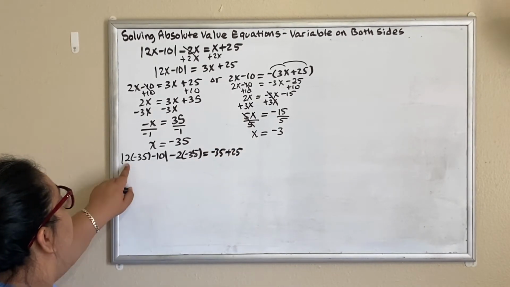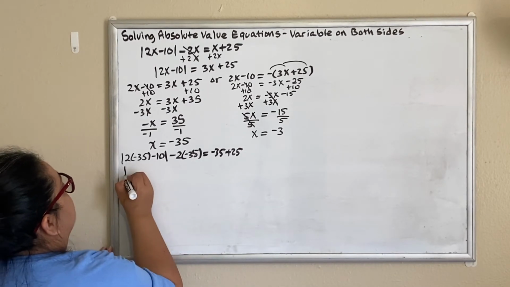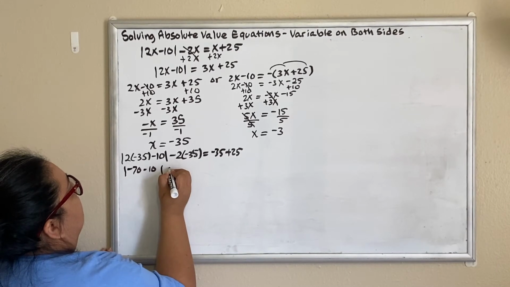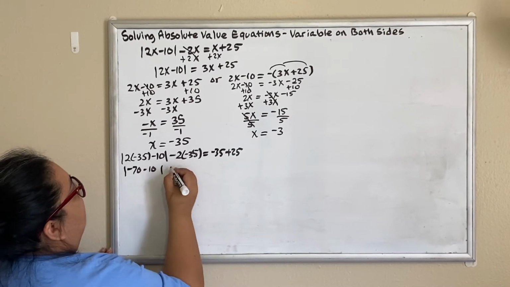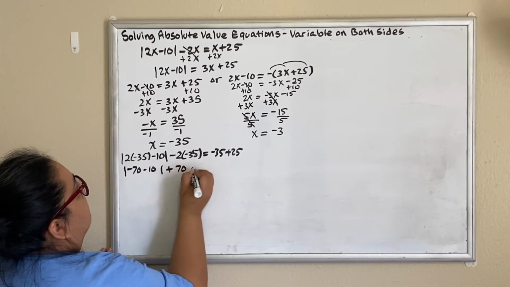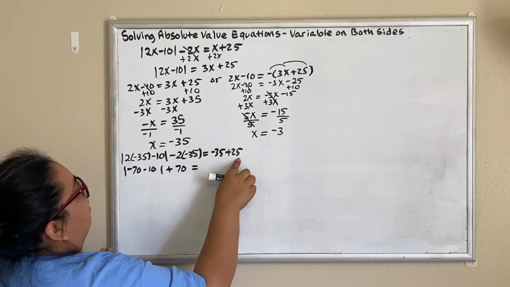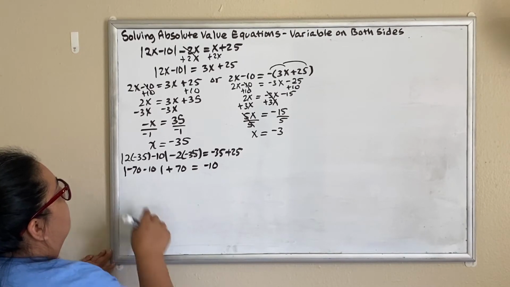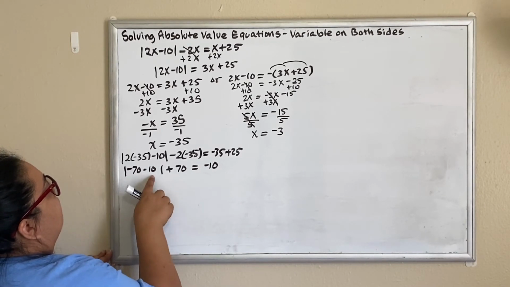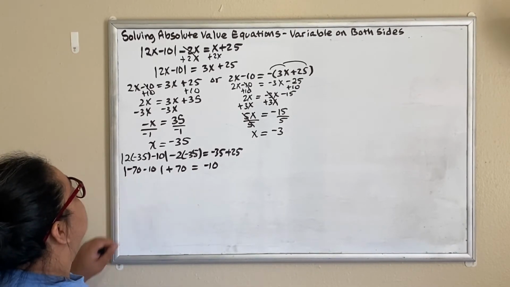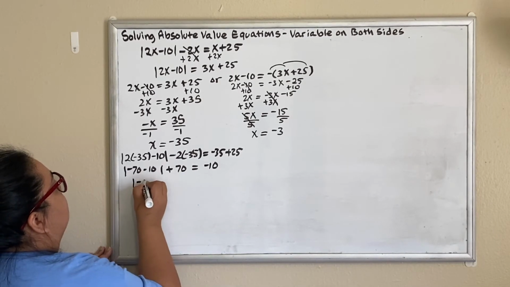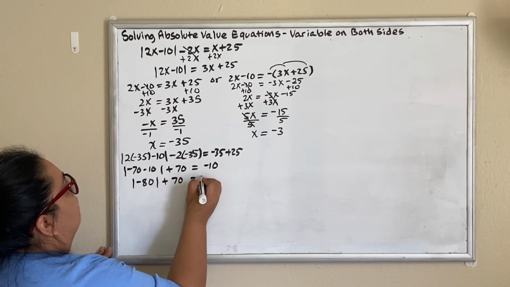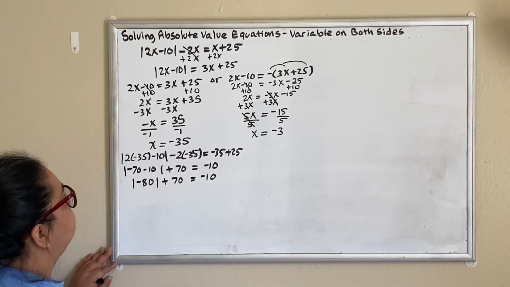So now we simplify. 2 times -35 is going to be -70 minus 10. And then -2 times -35 is going to be a positive 70 equals -35 plus 25, which is going to be -10. So now over here we have the absolute value of -70 minus 10. -70 minus 10 is -80, so we're going to have the absolute value of -80 plus 70 equals -10.